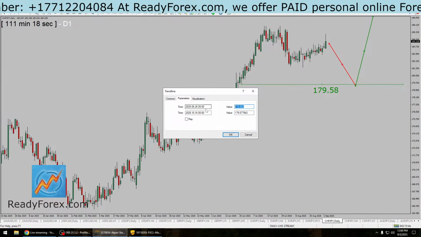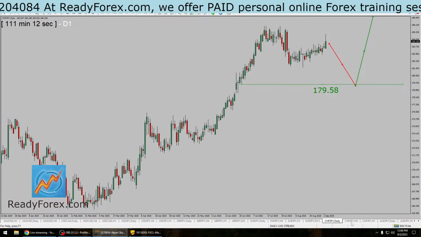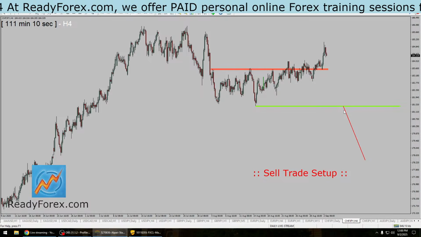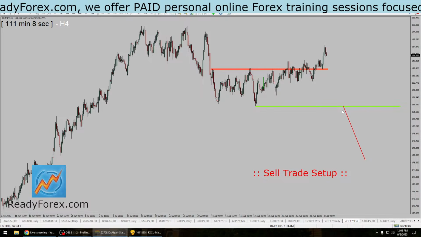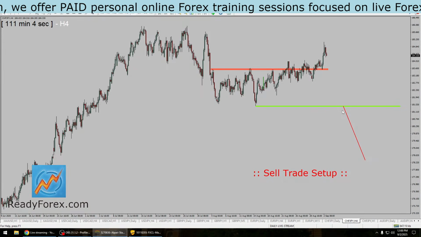Okay, next one, so this is the level. A good idea is to wait for the price action to show you a bearish breakdown in the market first.